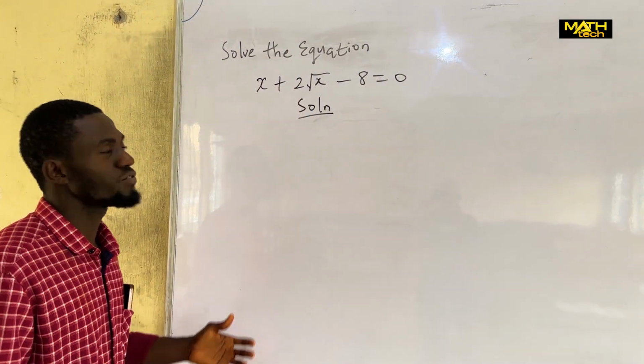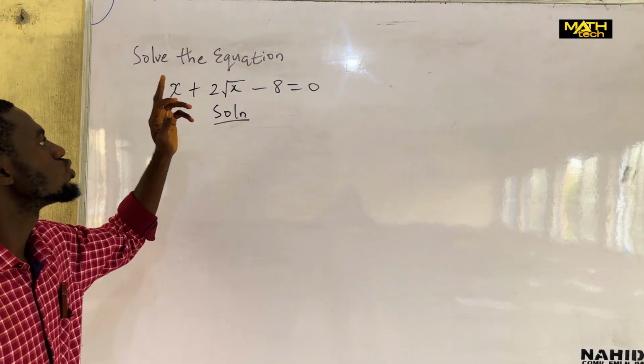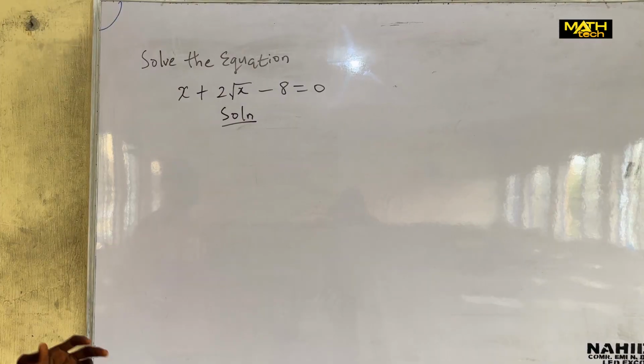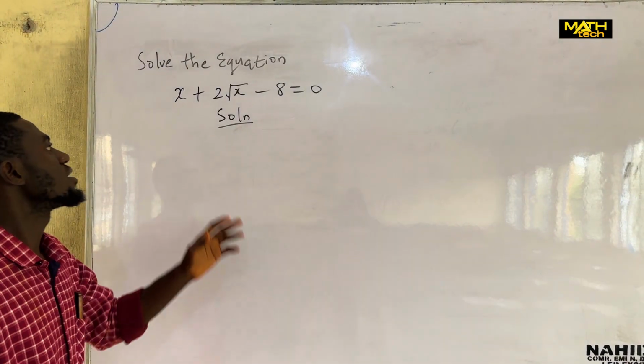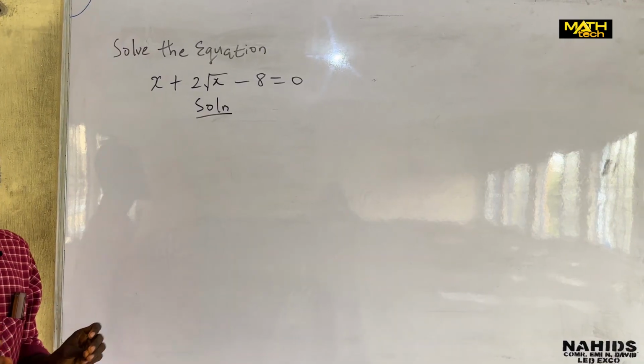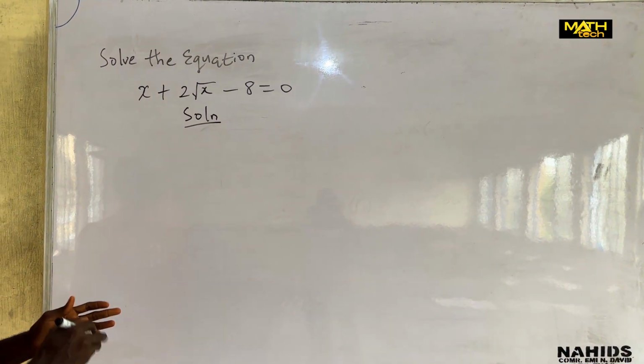So in today's problem solving video, we are to solve the equation x plus 2 square root of x minus 8 equal to 0. X plus 2 square root of x minus 8 equal to 0. I'll run through this calculation real quick. So what do we do now?